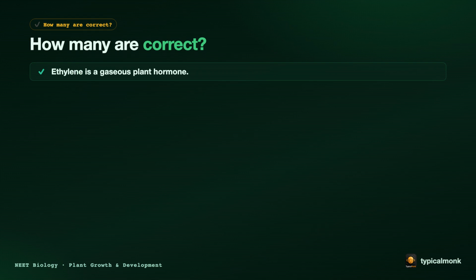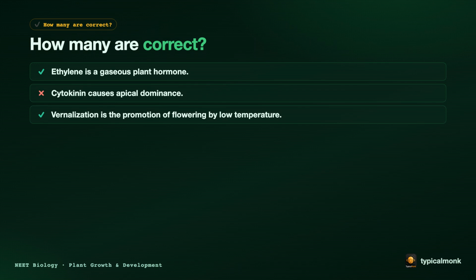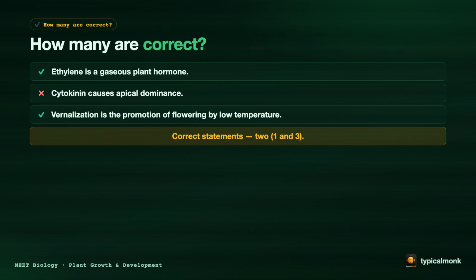Now the third drill. How many of these statements are correct? Check them one by one. First, ethylene is a gaseous plant hormone. This is correct. Second, cytokinin causes apical dominance. This is wrong. Third, vernalization is the promotion of flowering by low temperature. This is correct. So the correct statements are 2, the first and the third.